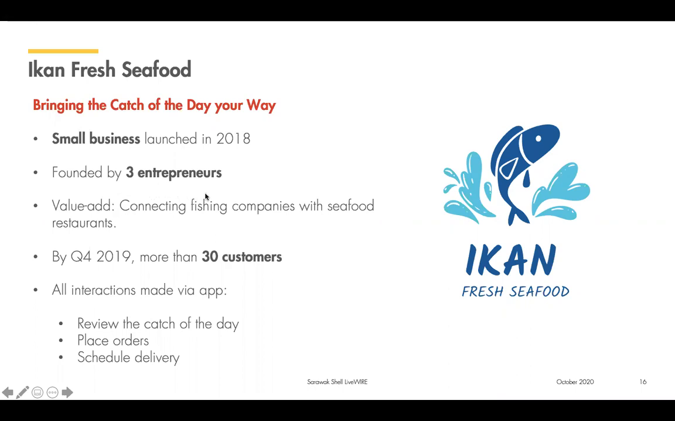The value added is to connect fishing companies with seafood restaurants, meaning that they don't have to go to a supermarket, they don't have to go to a retailer to get their fish. They can get it directly from the dock, right? So within 2 years or a year plus, they have managed to secure 30 customers. And the unique thing about them is everything is done via an app. They can see what are the catch of the day. They can place order and schedule for delivery.